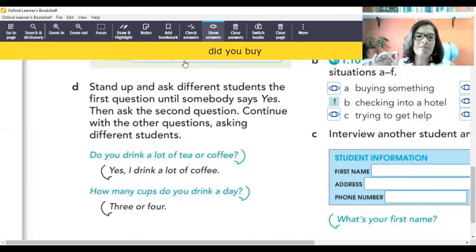Letter D, right? It's an exercise that we are going to do together in our live event, okay? Because it's a communicative exercise. All the communicative exercises, all the exercises that focus on conversation, we're going to do together in our live event, okay?